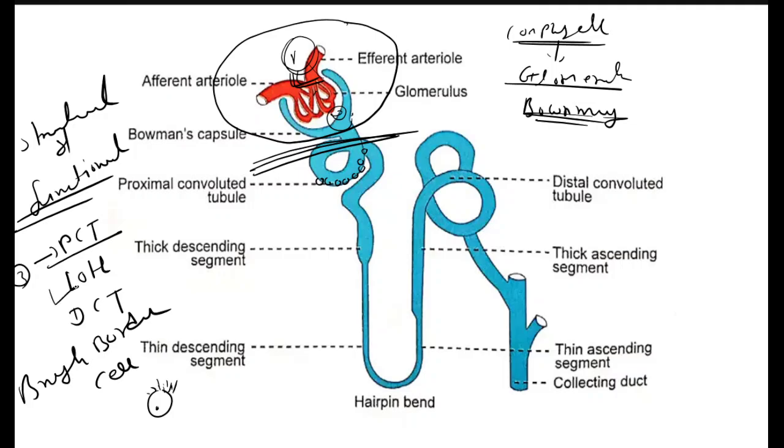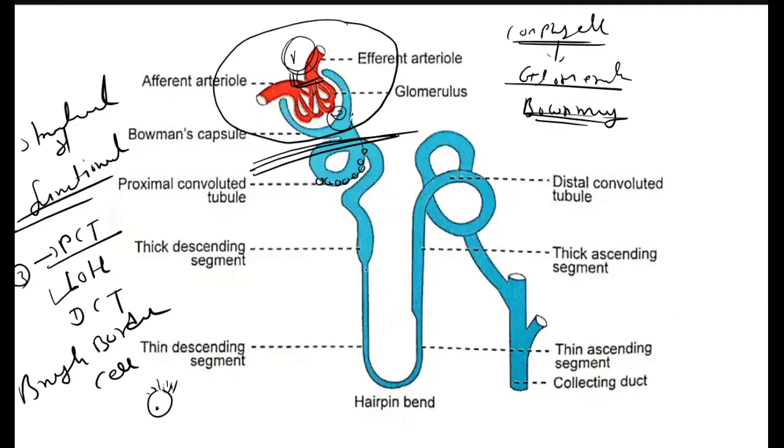Then the loop of Henle. The loop of Henle is divided into three parts. First is the descending limb, second is the hairpin band, and third is the ascending limb. Descending limb means the one that descends. This hairpin-shaped band, that one is the hairpin band. And the one that ascends, that one is the ascending limb.